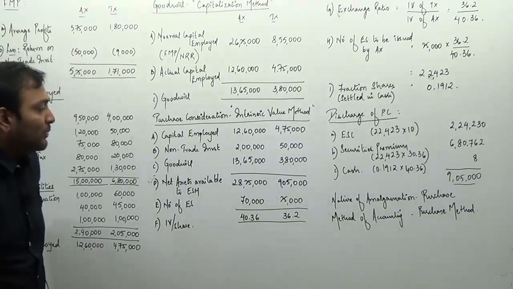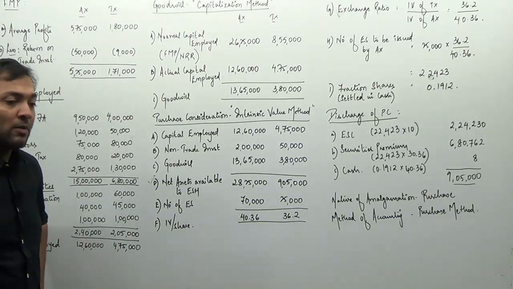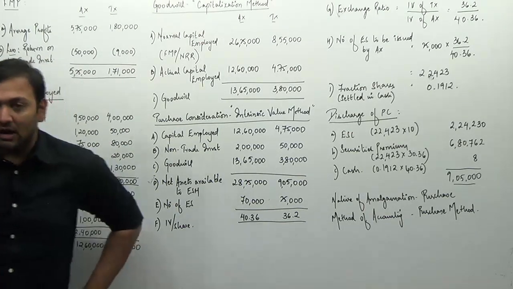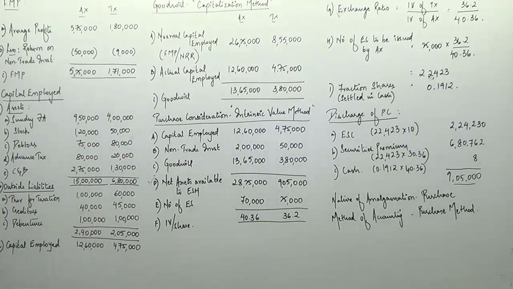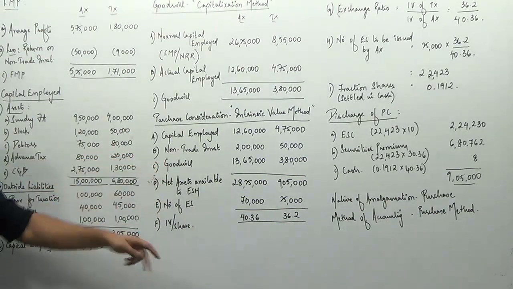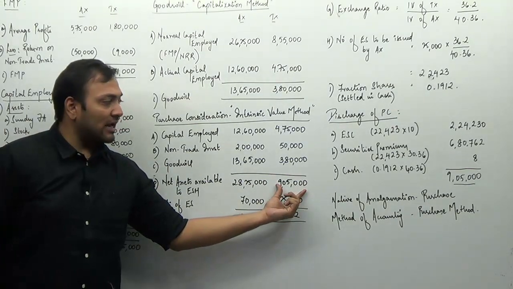Use your head. Purchase method. What is the working note that we need when we are talking about purchase method? We need to talk about identifying goodwill or capital reserve. How do we identify goodwill or capital reserve? Compare your PC and net assets. What is your net assets taken over? Net assets taken over is 9,05,000. Net assets of TX Limited, 9,05,000.